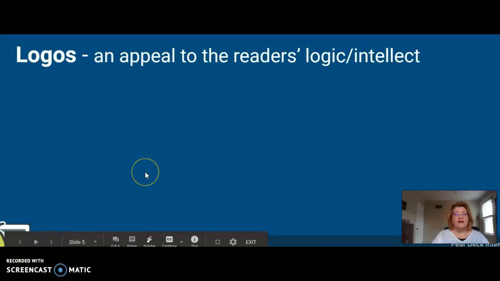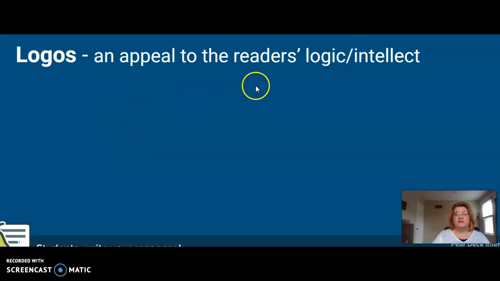Consult your text Writing Matters in chapter 8, about page 144 and following, for these ideas when you need to brush up on them, maybe on Sunday when you're doing your project. So we have logos. Logos is an appeal to the reader's logic. It's from the Greek for logic. So you're appealing to somebody's sense of what makes sense, what's logical, intellectual.